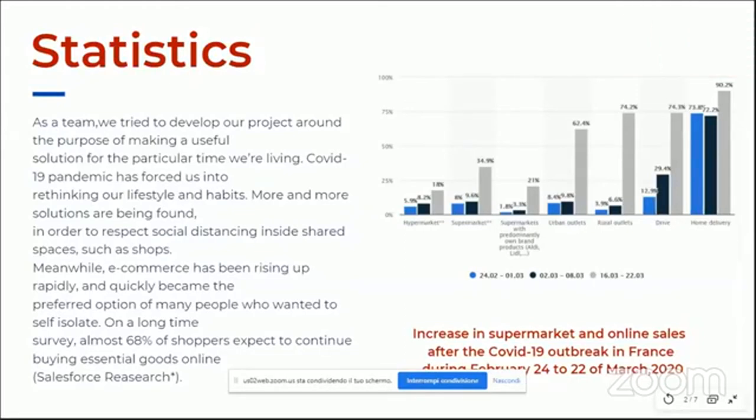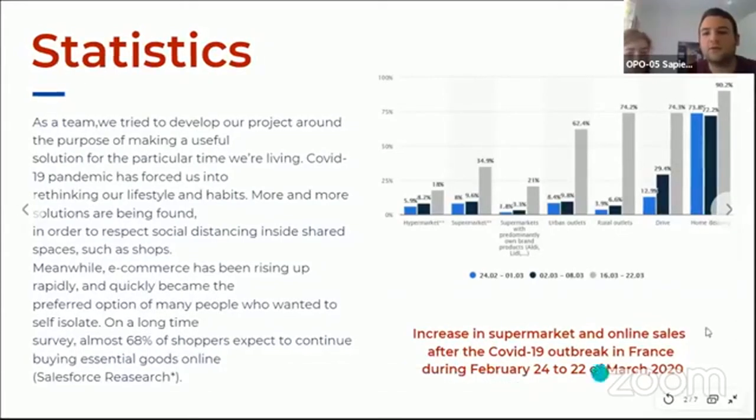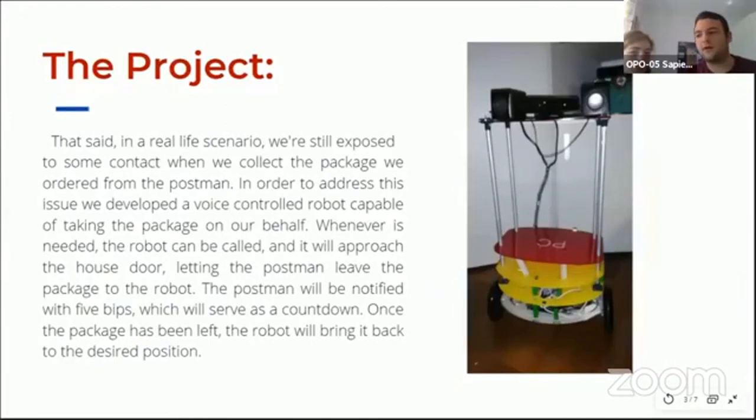Basically, we use our robot, whose name is Martino, to fill the gap between us and the postman. The postman comes to the front of your door, and Martino, our robot, is going to take the package for us. It will say to the postman, I will give you 5 seconds to leave the package onto the robot, and the postman will leave the package on the robot and it brings it back to our house.